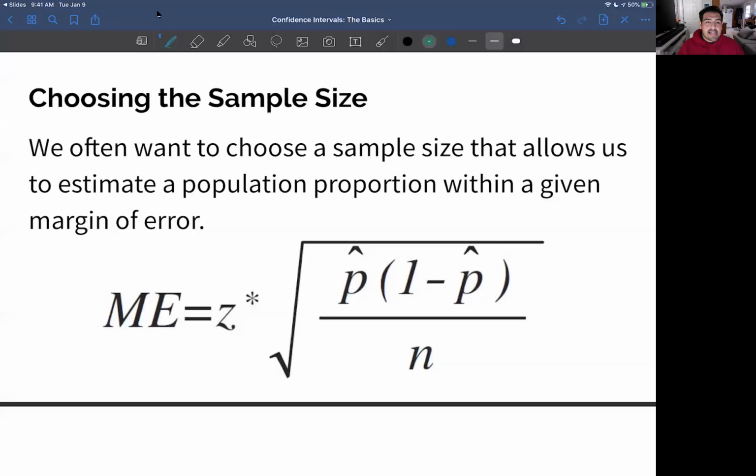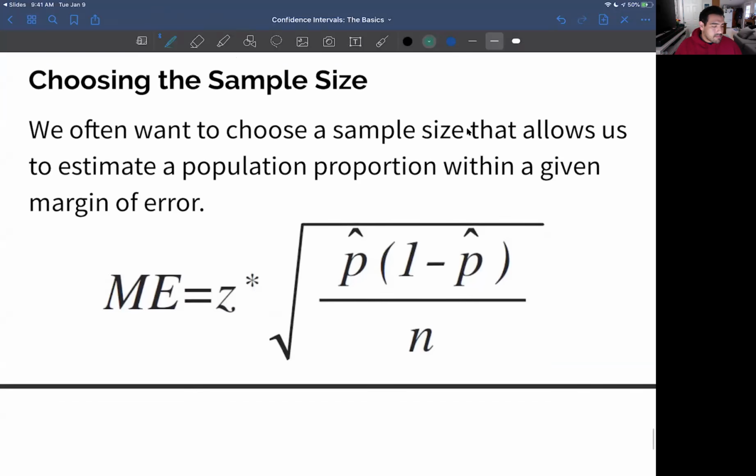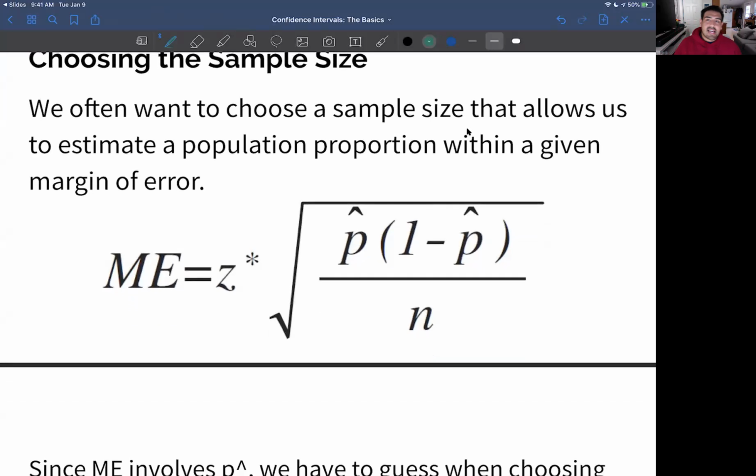So as we work with confidence intervals, there's one more skill that's really important for us to know how to do: how do we choose the correct sample size? We often want to choose a sample size that allows us to estimate a population proportion within a given margin of error, right? Remember, the margin of error is that last part of our confidence interval. It's the plus or minus the margin of error.